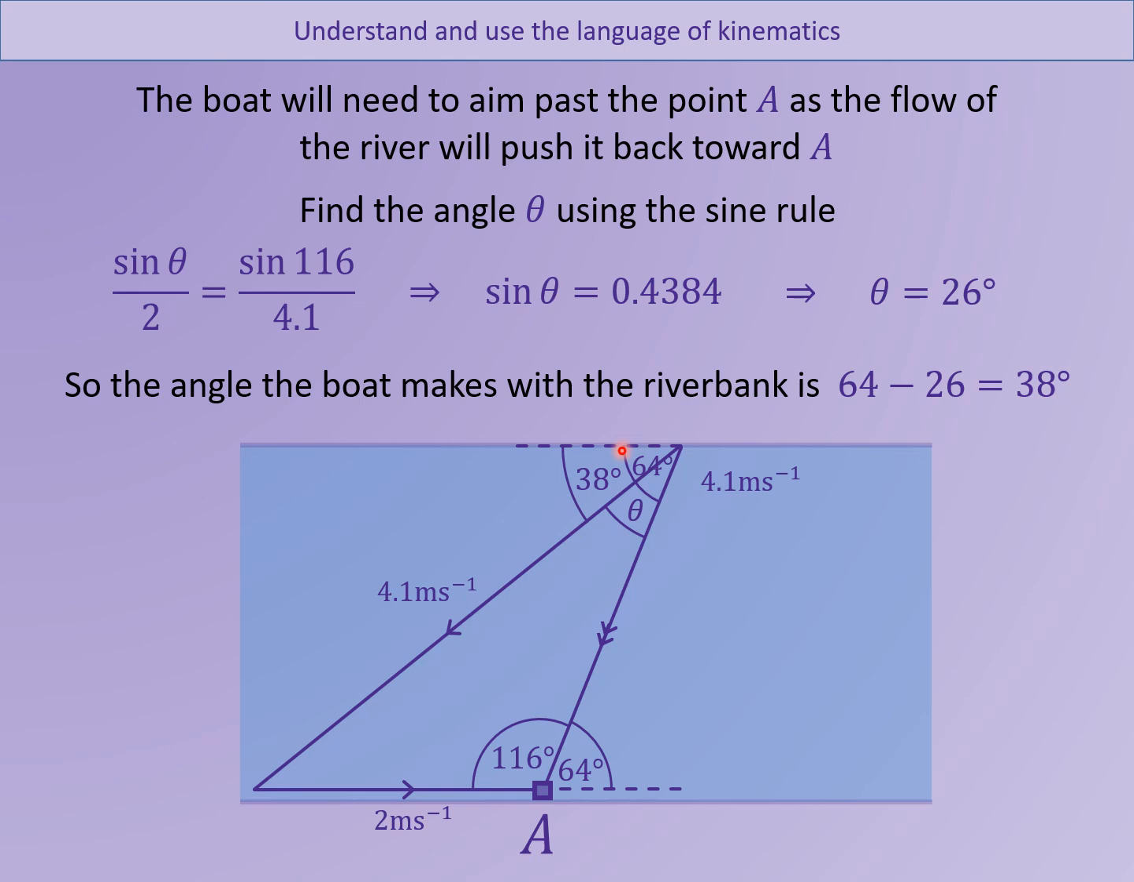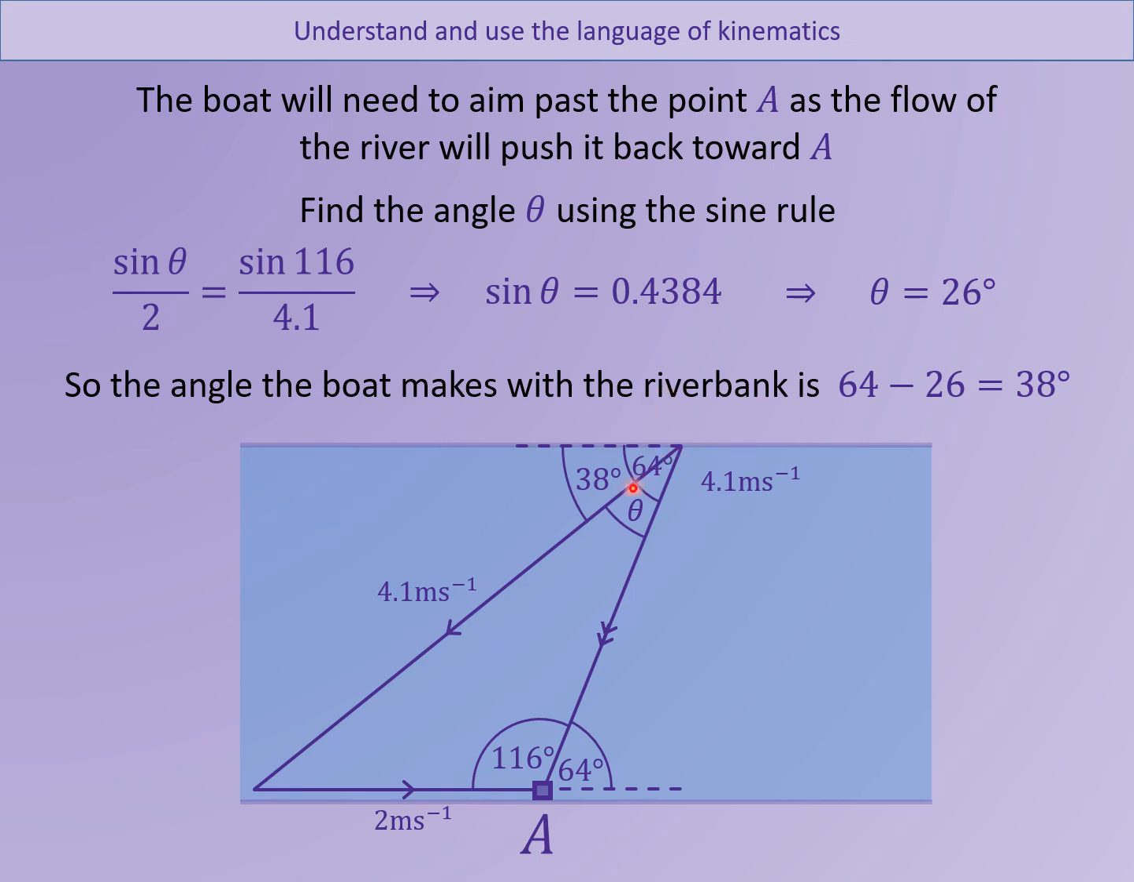However, this is not the final answer, as we do need to know what angle the boat makes with the riverbank. So because we know that the angle here that we calculated earlier is 64, and we've just calculated this angle here as being 26, if we find 64 take away 26, this will give us the angle that we want, which is the angle between the riverbank and the direction that the boat is rowing in.